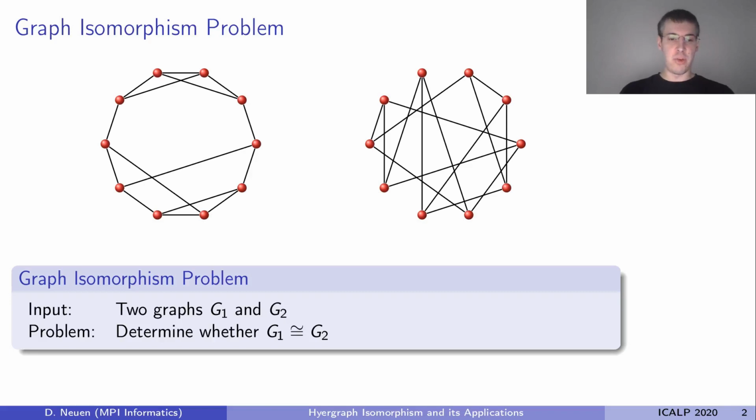So let's start with defining the main problem, which is the graph isomorphism problem, where the input consists of two graphs, G1 and G2, and we want to find out whether they are isomorphic. So whether there is a bijection from the vertex set of the first graph to the vertex set of the second graph, which preserves the edge relation. And in this talk we want to look at algorithmic aspects of this problem.